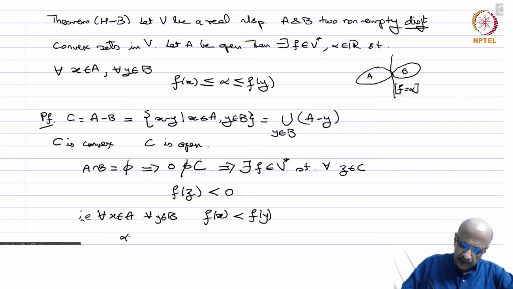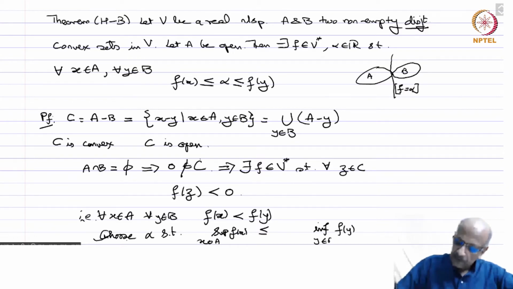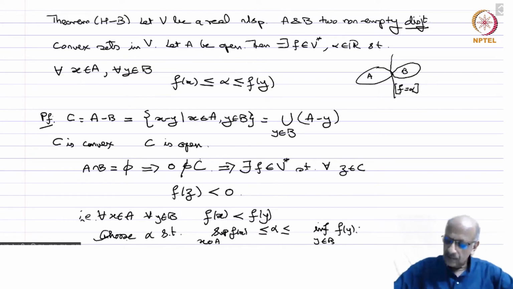So you let alpha be, so choose alpha such that sup of f of x, x in A, which will always be less than or equal to inf of f of y, y in B, because of this relationship here. So you choose alpha to be between the two, and this may not be a strict inequality. That's why if the two sets touch, then this is what you have. So let us take an example.